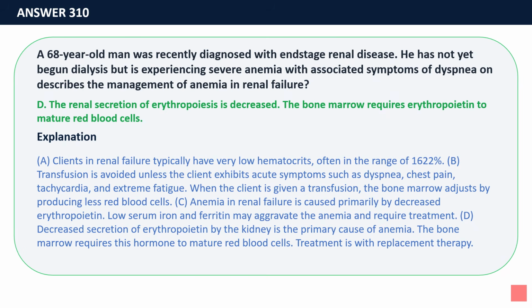When the client is given a transfusion, the bone marrow adjusts by producing fewer red blood cells. C. Anemia in renal failure is caused primarily by decreased erythropoietin. Low serum iron and ferritin may aggravate the anemia and require treatment. D. Decreased secretion of erythropoietin by the kidney is the primary cause of anemia. The bone marrow requires this hormone to mature red blood cells. Treatment is with replacement therapy.